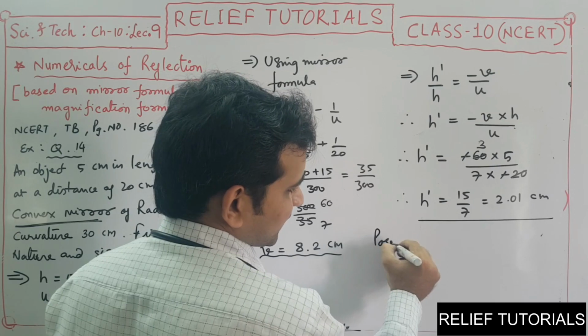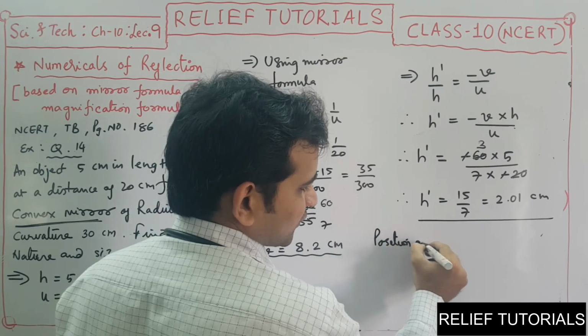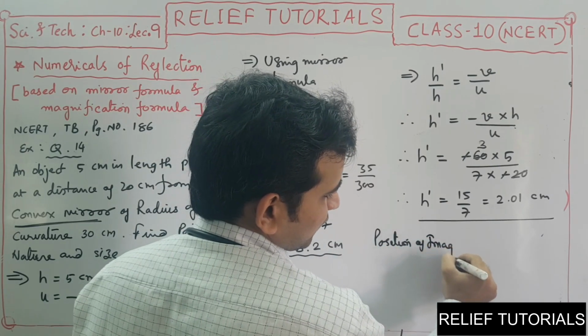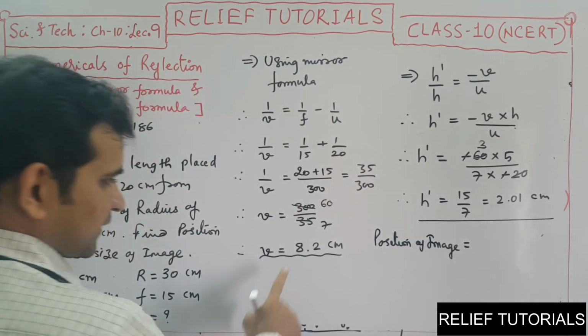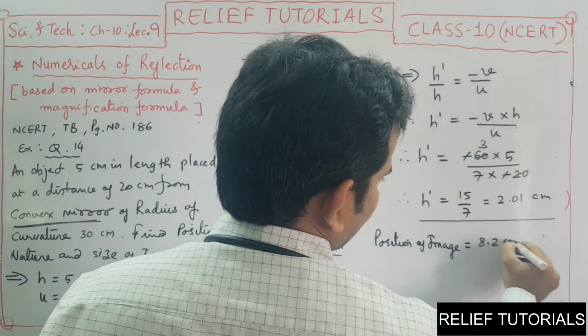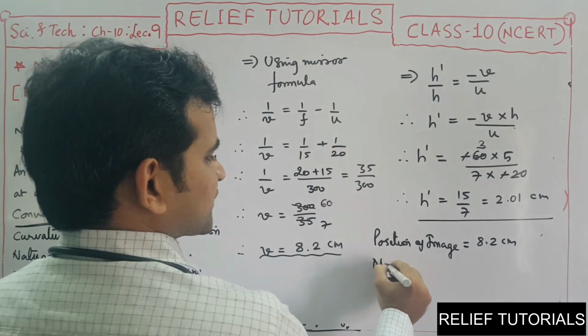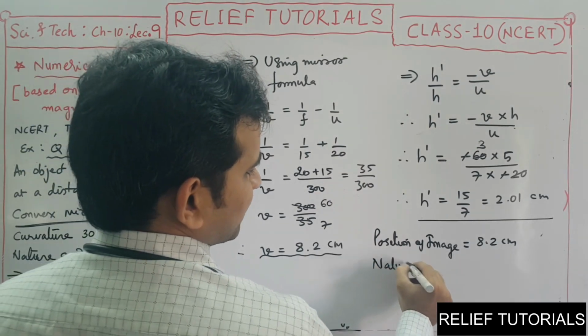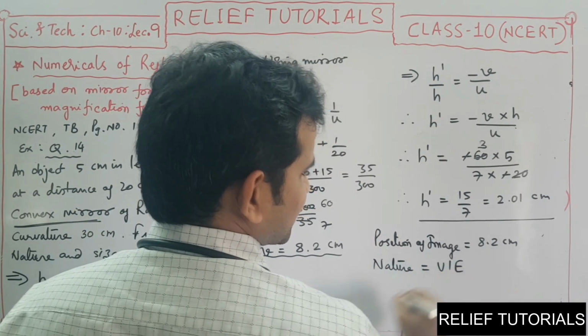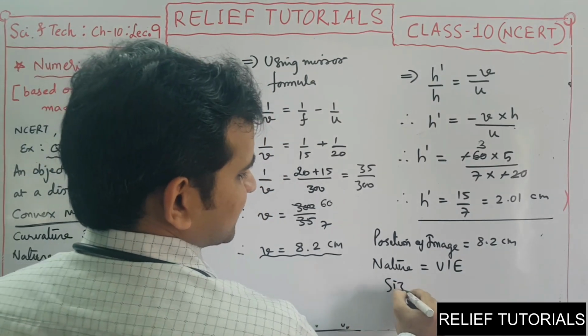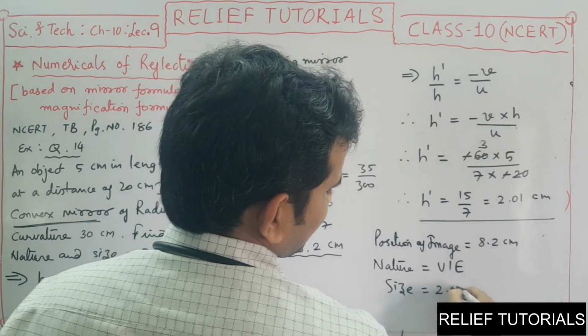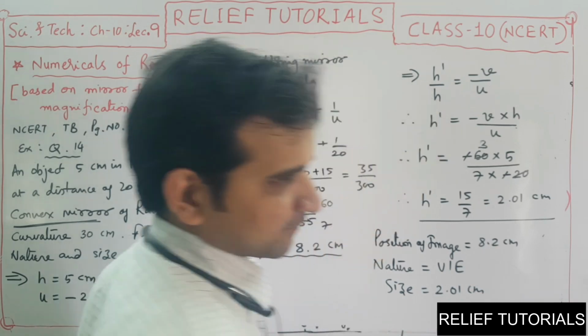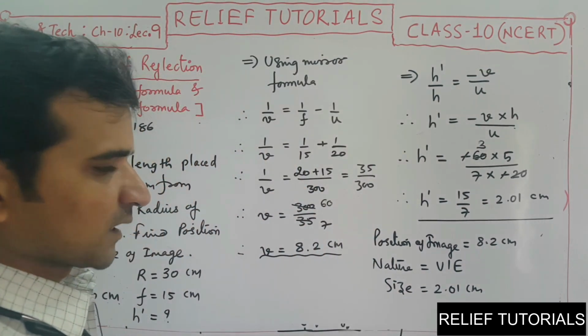So again we can write the answer. Position of image is 8.2 centimeter. Nature is virtual and erect, and size is 2.01 centimeter nearly. Okay.